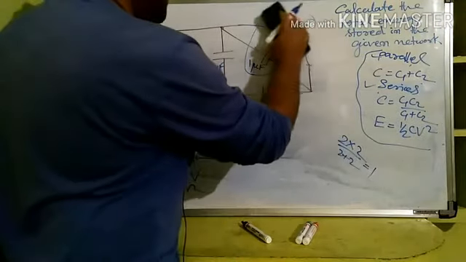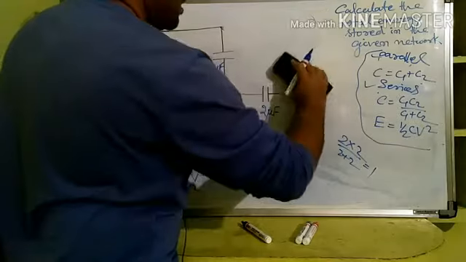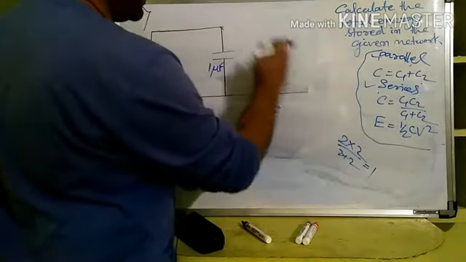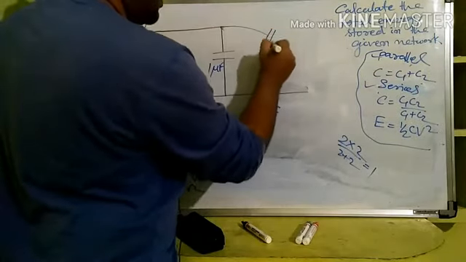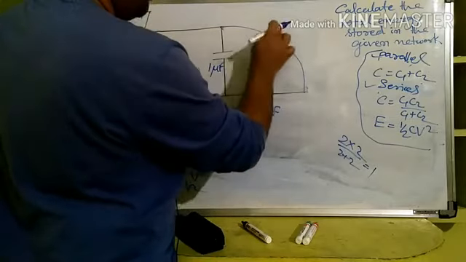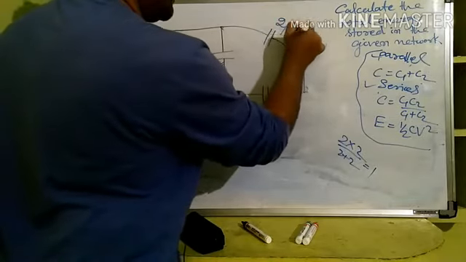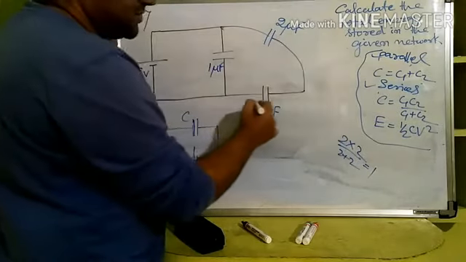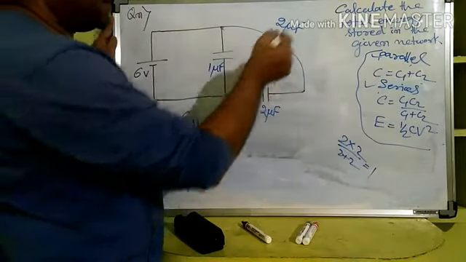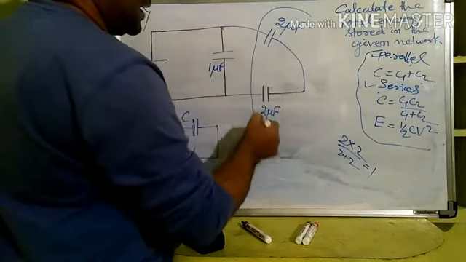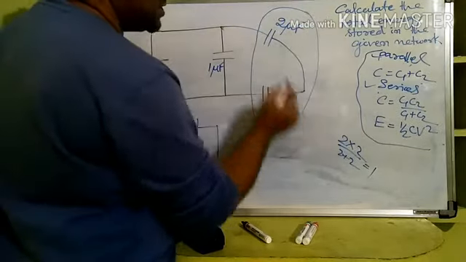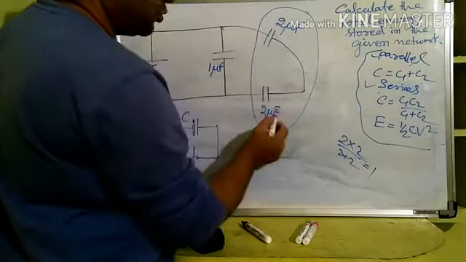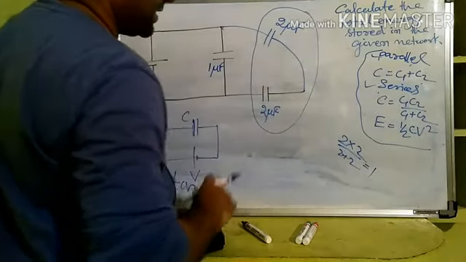So what we did is replace them with 2 microfarad. Clear? Now this 2 microfarad is in series with this 2 microfarad, right? So these two are like one capacitor of capacitance, again since this is in series, 2 into 2 by 2 plus 2, that's 1 microfarad again.